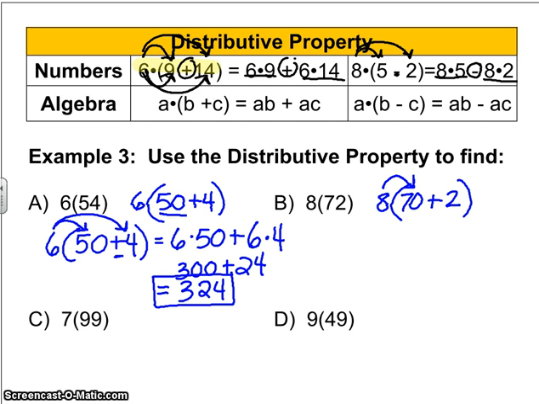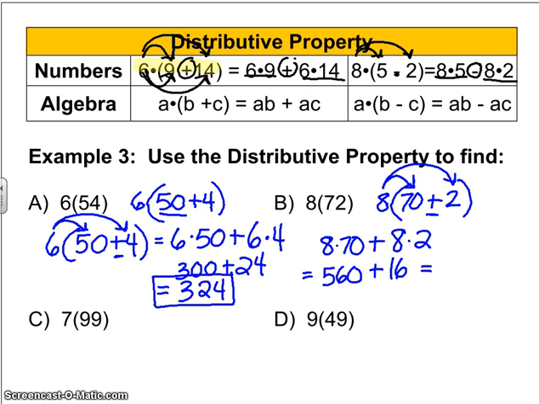I have 8 times 70 plus, distribute, 8 times 2. And using mental math, I know that 8 times 70 is 560 plus 8 times 2, which is 16. And I can add those two together, and I get 576. Mental math. It's a beautiful thing.